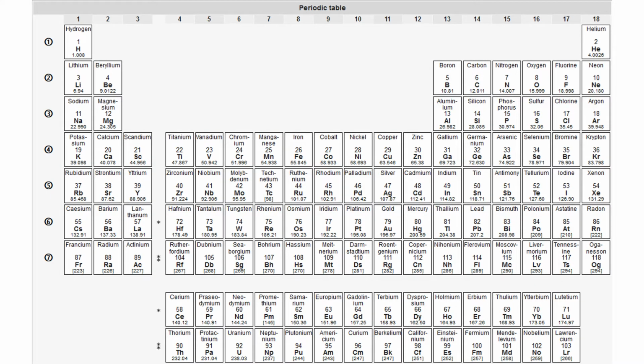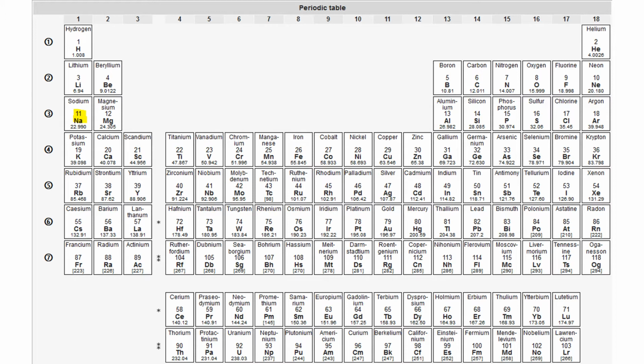So let's go ahead and take a look at a few examples together. Let's take a look at, for example, sodium. Notice how the number on the top right here for sodium is 11. So that means sodium has how many protons? It has 11 protons. How many electrons would it have? It would also have 11 electrons.